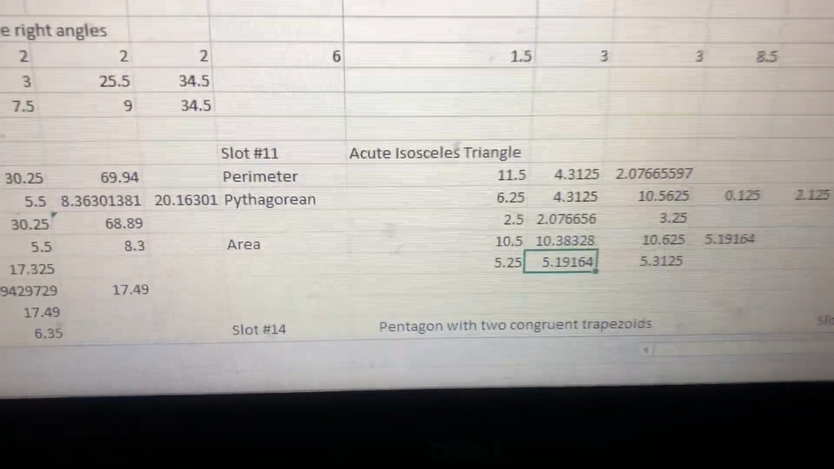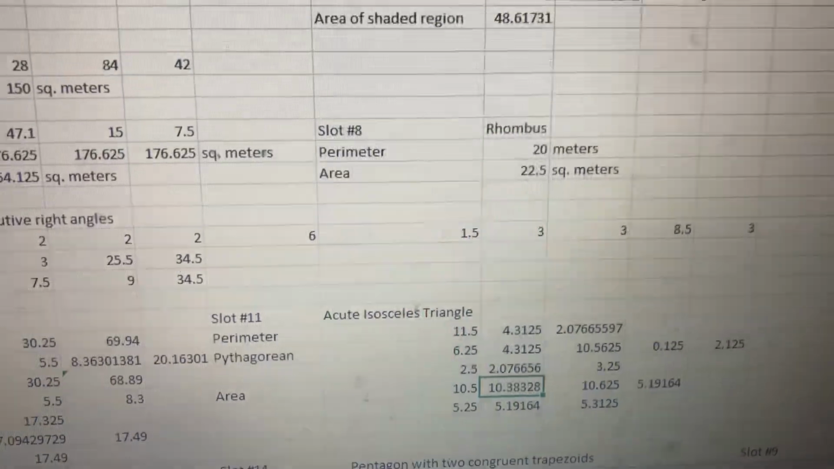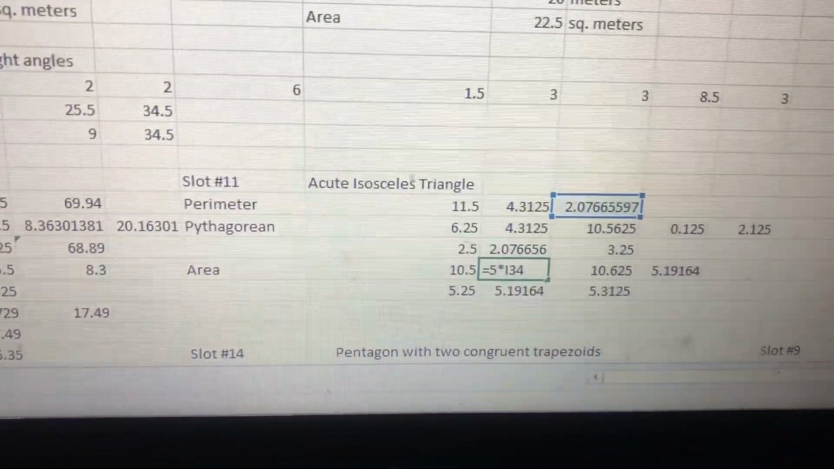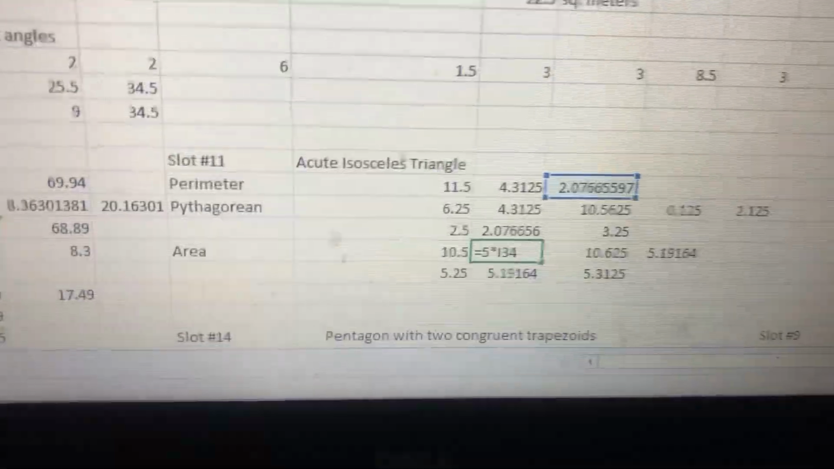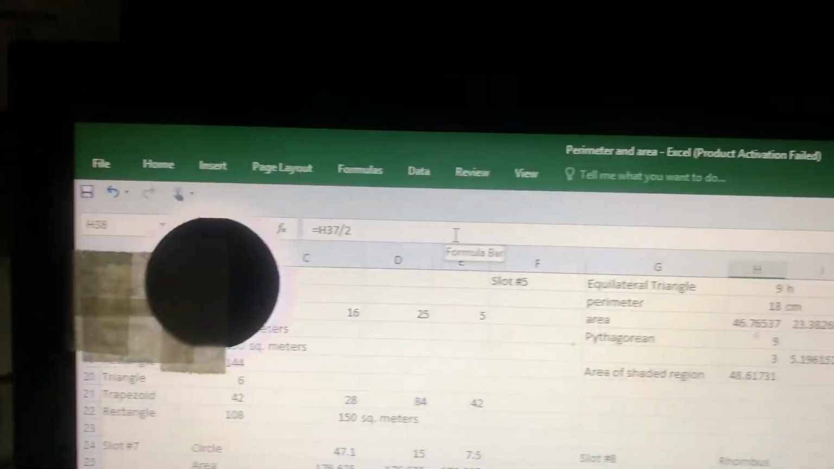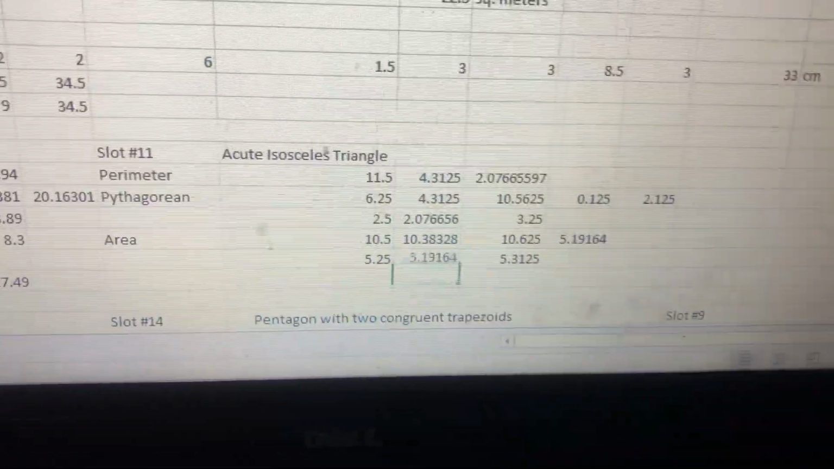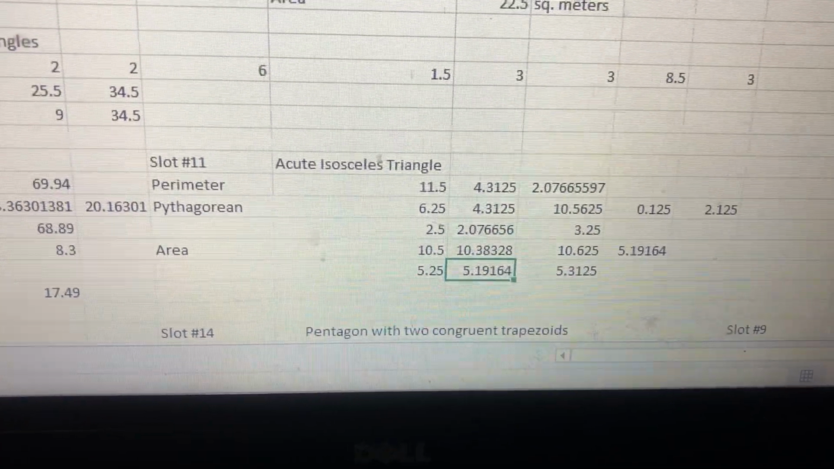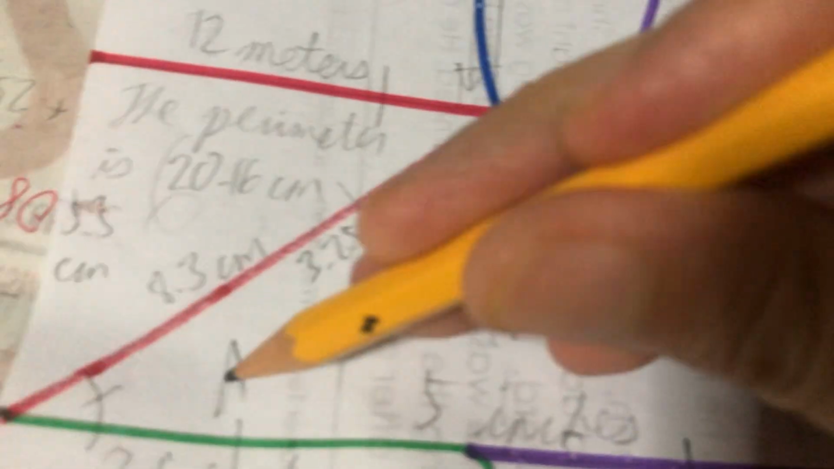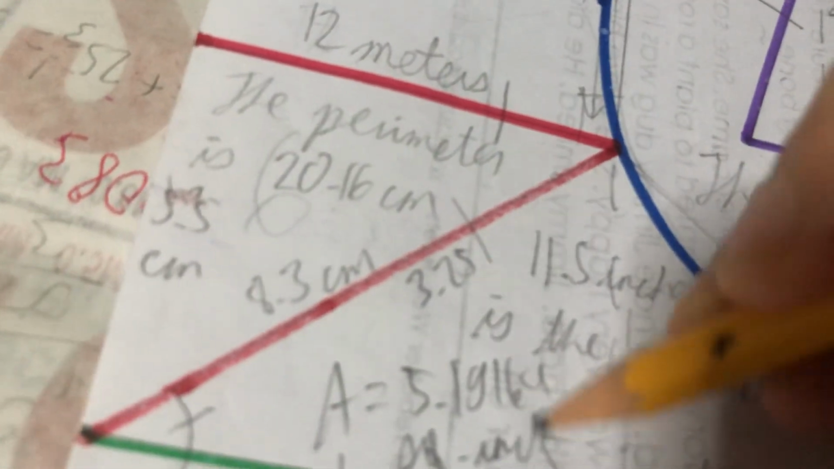5.19164, which is the same value which we got here, from H37 divided by 2. Where did that H37 come from? 5 times I34. That's 5, the base. And then the 2.07 something, that pertains to the height. And then this one divided by 2. H37 divided by 2, which pertains to this value, divided by 2 to give you 5.19. And that should be the area of our triangle. So the area of the triangle is 5.19164 square inches. Okay?